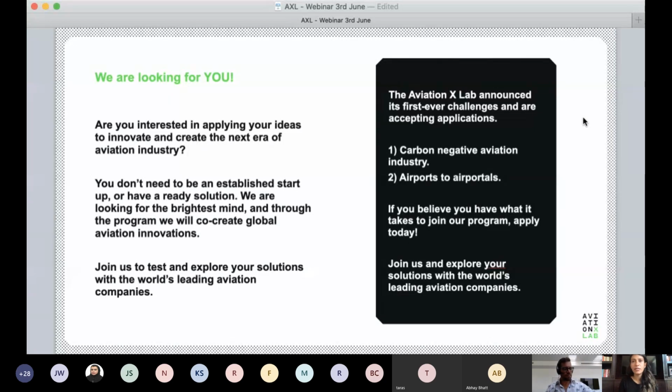The reason that I say this is because the way that Aviation X Lab was drafted is to take that idea, to really nurture it through the rapid feasibility phase and allow it to grow. So please don't be discouraged if you don't have a ready solution at this point or an MVP. That's exactly what the 3 months in Dubai are going to be working on.